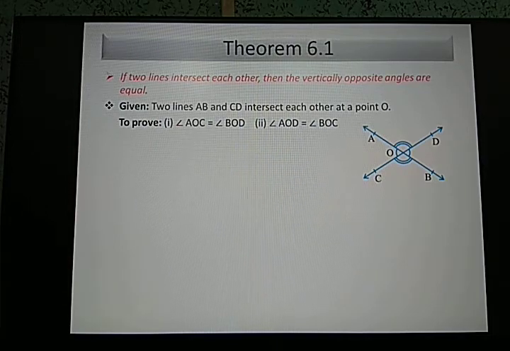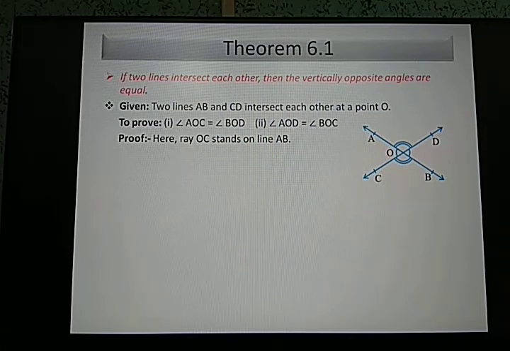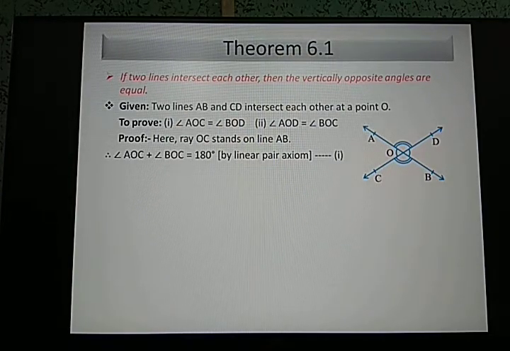So let us begin. First of all, as you can see in the figure, just concentrate on the ray OC. So ray OC lies on the line AB. AB is a line we know and OC is a ray on that line. Clear? Now we can say that angle AOC plus angle COB or BOC is equal to 180 degrees.